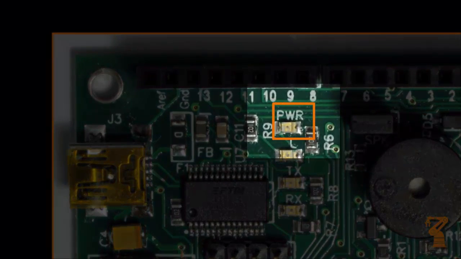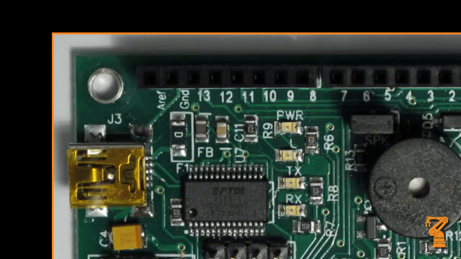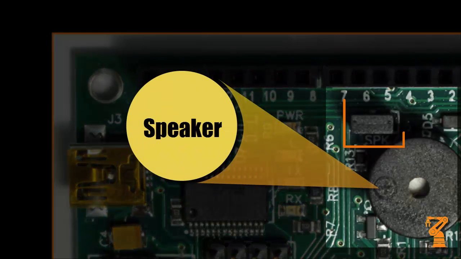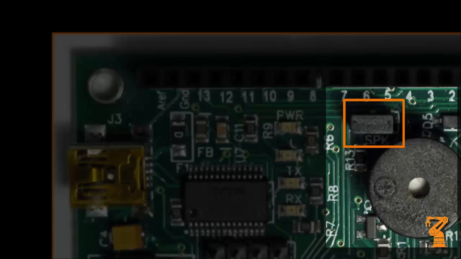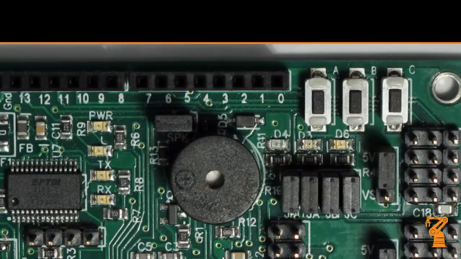This is a power good LED. When you have successfully applied power to the onboard regulator, the yellow LED will turn on. This shorting bar enables the onboard speaker. To use the speaker, send the appropriate sound generating command to pin number 5.